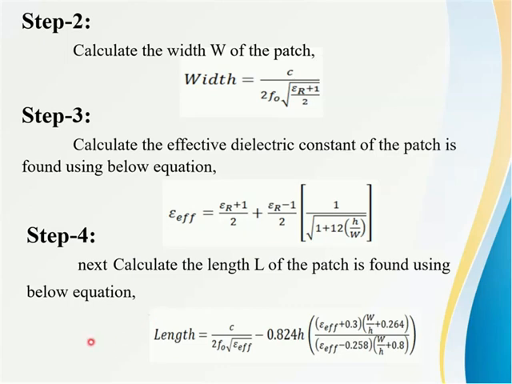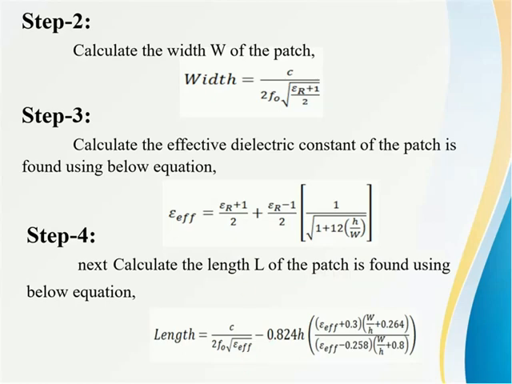In the second step, we calculate the width of the patch antenna. This is the equation of patch width. Next, in the third step, we calculate the effective dielectric constant. In this equation, we substitute the h and w values and calculate the effective dielectric constant. After that, we calculate the length L. The patch length is calculated from the equations below.